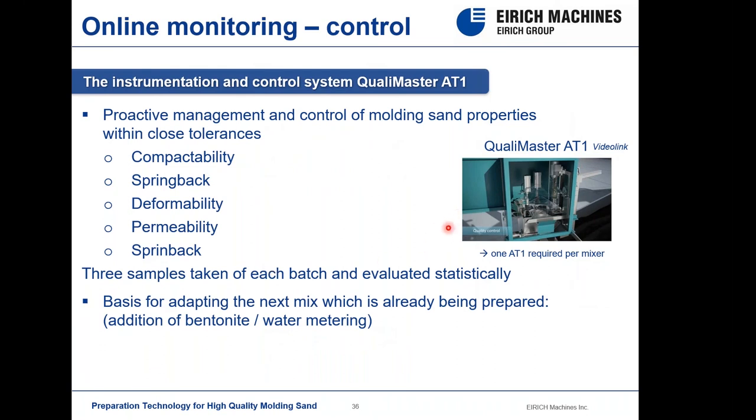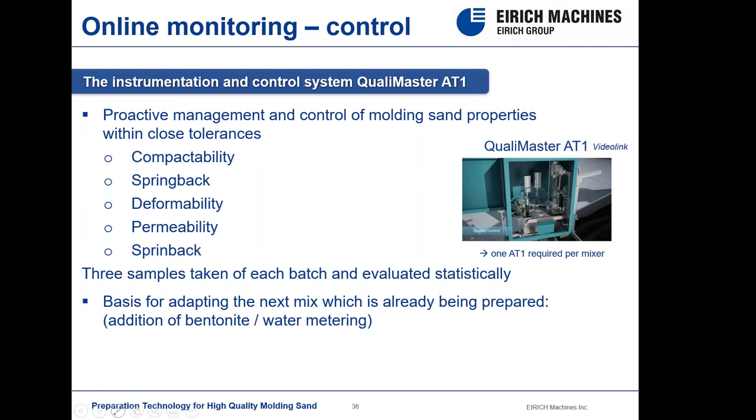Now let's talk a little bit about the 81, this new system. The new version of the QualiMaster 81 has all these five tests that it can make. We have the compactability, spring back, deformability, and permeability. So we have these tests coming into the 81, and inside the sand testing unit, we have three samples taken from each batch. This will allow us to evaluate statistically, and we will be able to have more precise information on each batch coming out of the mixer.